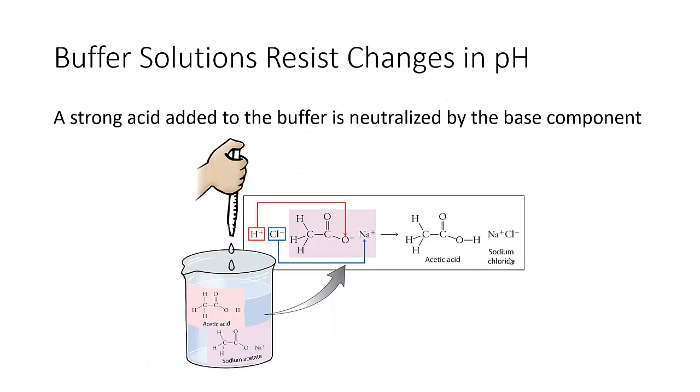So here is another example, where you're adding hydrochloric acid to a beaker. The hydrogen reacts with your acetate, your chlorine reacts with the sodium, thus giving you acetic acid and salt. And neither of which is going to drastically change the pH of the solution.